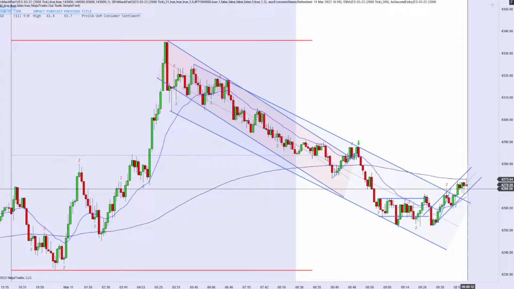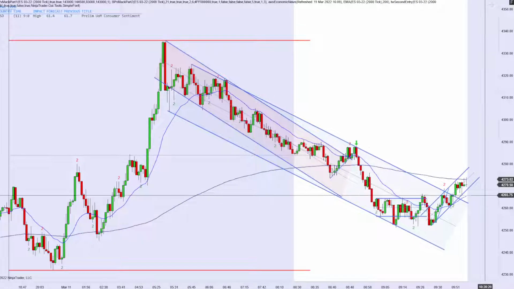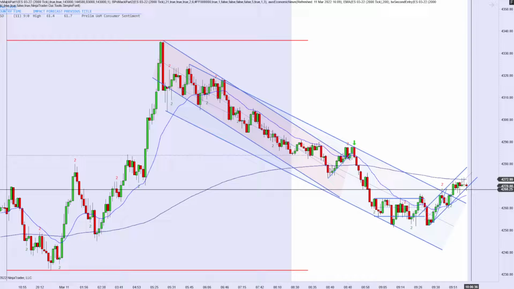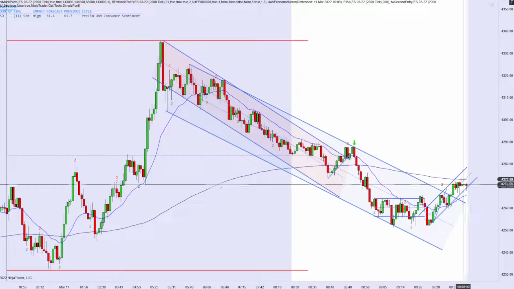And prices continue to kind of work around this 200 EMA that I have drawn in. We have a new low, first, second entry short, but again, we're not looking to trade against the trend. We have somewhat of an uptrend here.